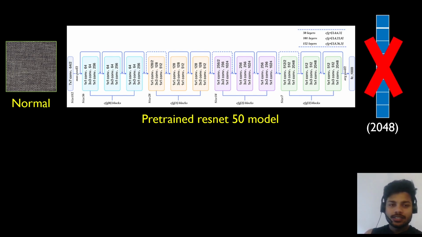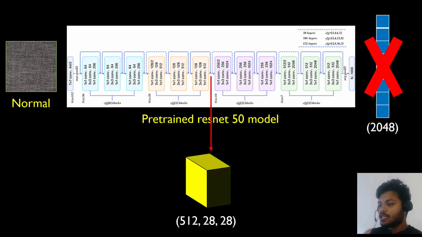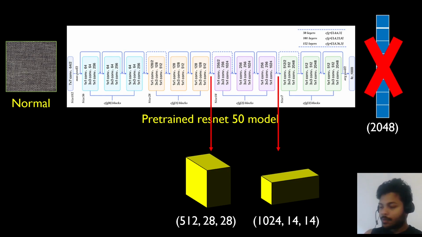So what is the other way we can extract features? We can also extract the intermediate features here. We are going to extract the features after the first block and after the second block. After the first block, we have a total of 512 filters, and each activation map is of size 28 cross 28. And after the second block, we have a total of 1024 feature maps, each having 14 cross 14 size. And these are the features we are going to use.